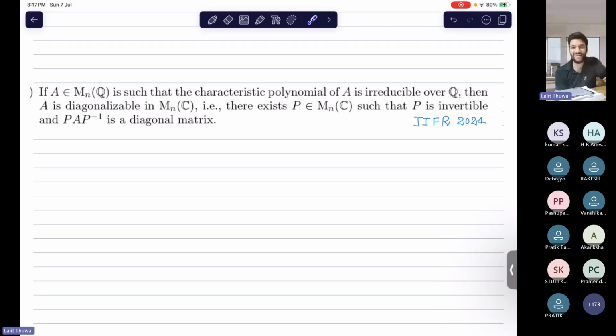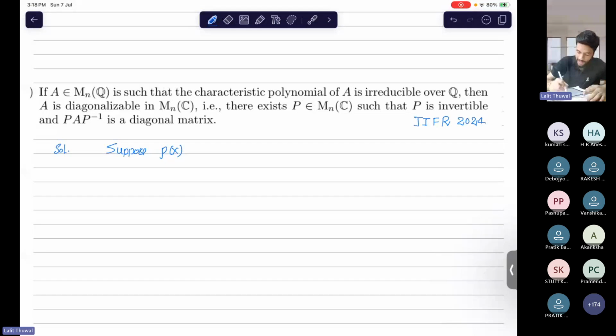Okay, so how is it true? If you say that this is true, then you must know the reason, right? Okay, so let me explain why it is true. A is in M_n(Q) such that the characteristic polynomial of A is irreducible. Suppose P is the characteristic polynomial.